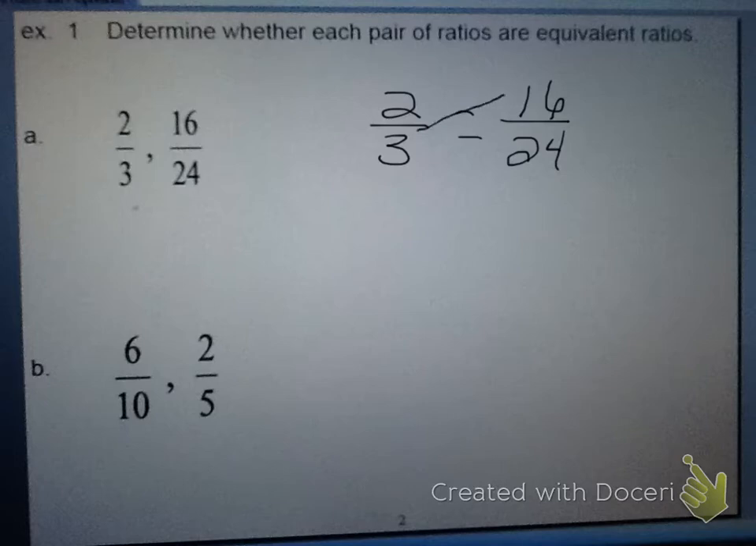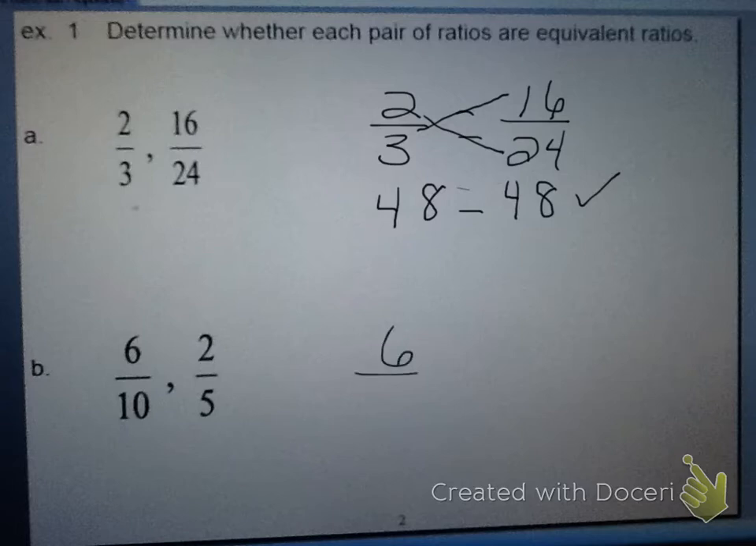So 3 times 16 is 48, and 2 times 24 is also 48. So they are equal. You could also see that you could reduce 16 over 24 to get 2/3 as well. That's another way of looking at it.